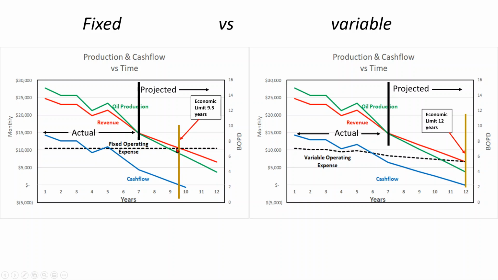So when the revenue falls below the operating expense, the well is no longer economic. So the economic limit in this case was reached after 9.5 years. But if you use a variable OPEX method that's shown on the right with the same data, that variable OPEX goes down as the production goes down. So that extends the economic limit out further to 12 years. Plus this little wedge of money and revenue is added. So you have more reserves and more value. So the fixed is lower reserves and value, and the variable is more and optimistic.